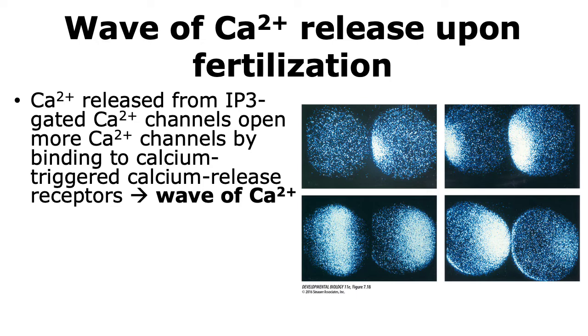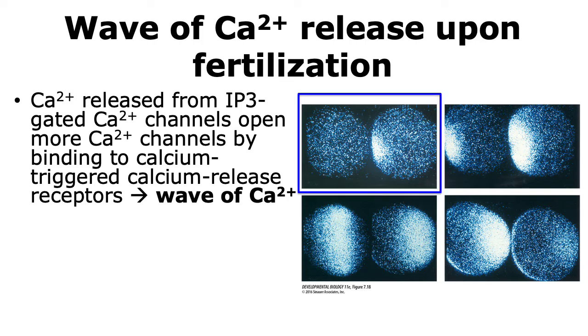The calcium ions that are released from the IP3-gated calcium channels can promote more calcium channels to open up by binding to calcium-triggered calcium release receptors. This way we can see that there is an increase in the calcium concentration in the cytosol, and this increase spreads throughout the egg. And this is what is shown in the figures below.